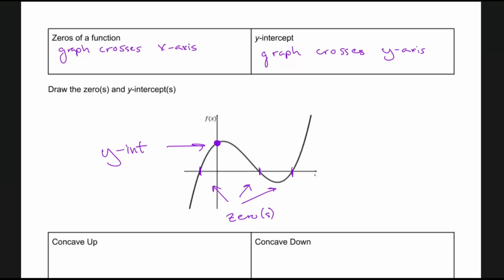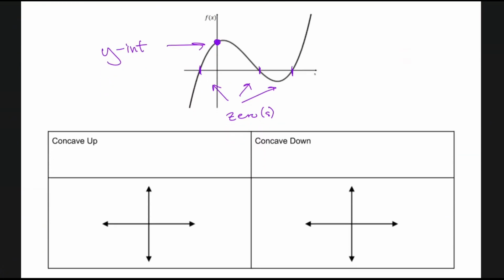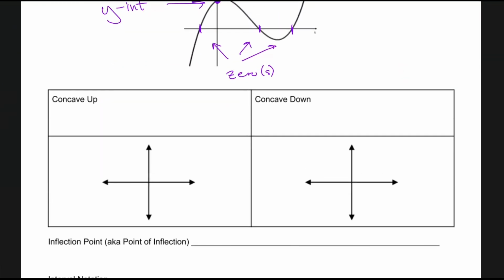Now, this is what I've been warning you about a couple times. Concave up. By definition, concave up, graphically, we'll look at it first. Graphically, concave up is going to look like this. Okay, that is concave up. By definition, concave up is your rate of change is increasing.